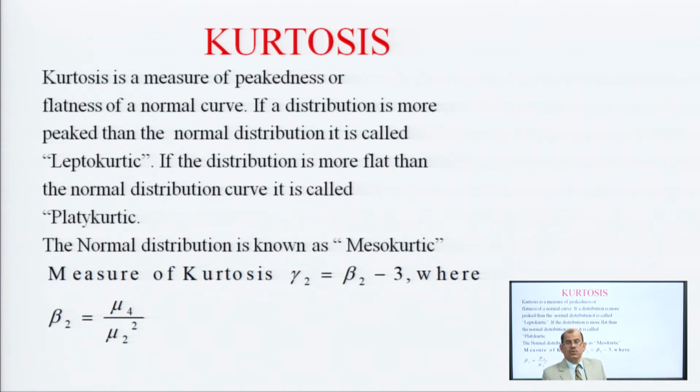Kurtosis. What do we mean by kurtosis? Kurtosis is a measure of peakedness or flatness of a normal curve. The normal curve divides such that on the left side of the normal curve the area is 0.5 and on the right side of the normal curve the area is 0.5, meaning the total area under the normal curve is 1.